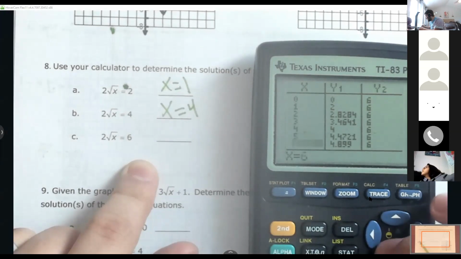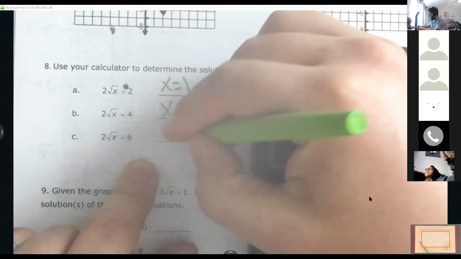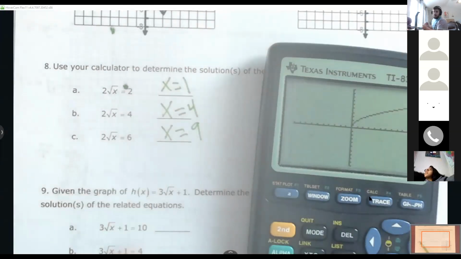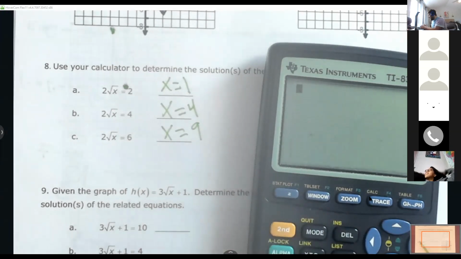Okay. Let's look at that last one. It's 9. Got it. And again, I'll make a whole other video about how to get hooked up to the internet calculator, because Texas Instruments was nice enough to share that with everybody.